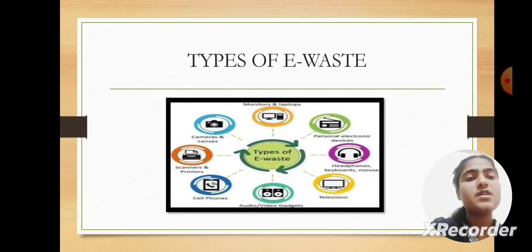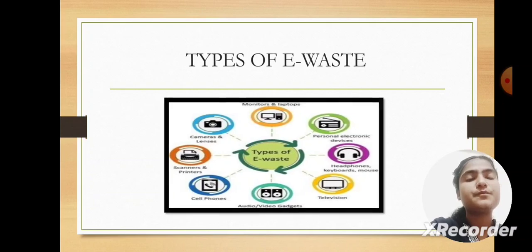Types of e-waste: monitors and laptops, cameras and lenses, scanners and printers, cell phones, audio video gadgets, television, headphones, keyboards, mouse, and personal electronic devices are the major types of e-waste.